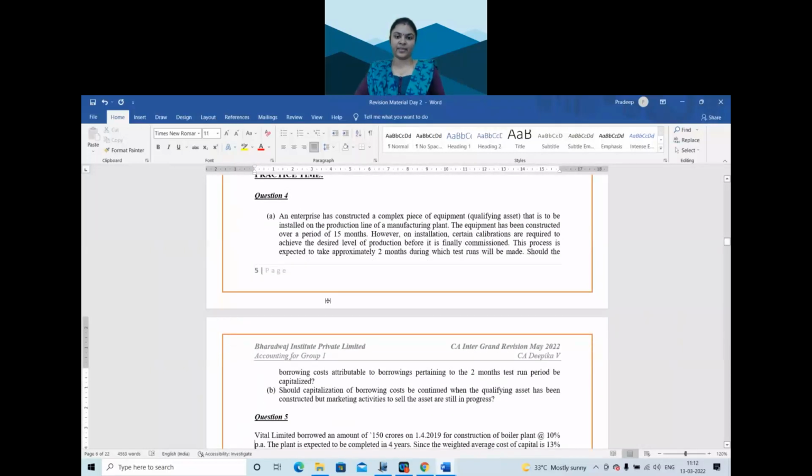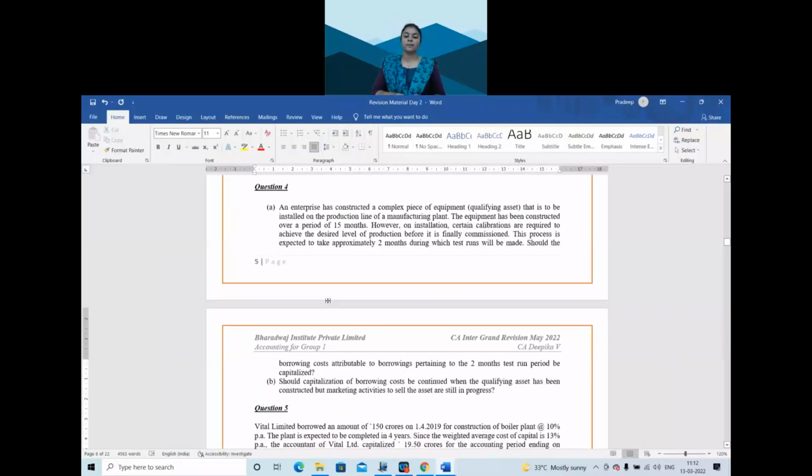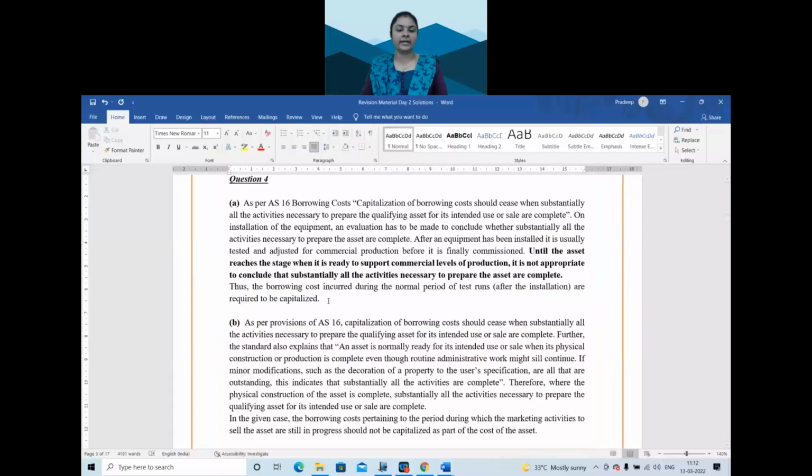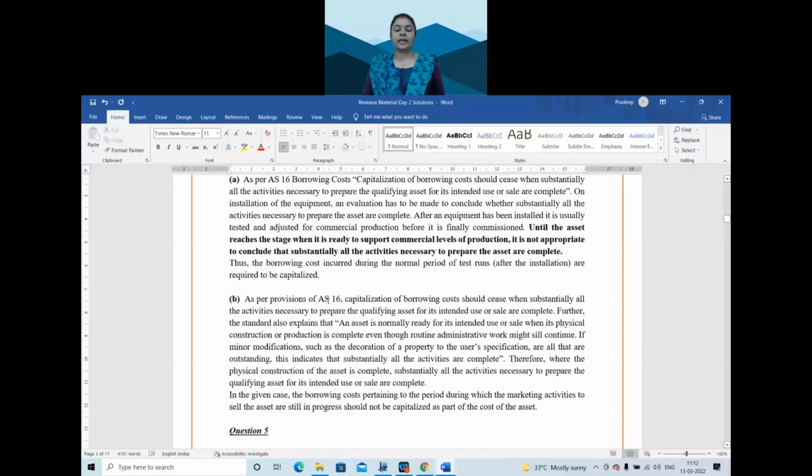Next. Should capitalization of borrowing costs be continued when the qualifying asset has been constructed, but marketing activities are still in progress? So does marketing activities amount to completion of the asset? No. So here capitalization should be ceased when the asset is substantially ready for intended use. As per the provisions of AS 16, the capitalization of borrowing costs should cease when substantially all activities necessary to prepare the qualifying asset for its intended use or sale are complete.